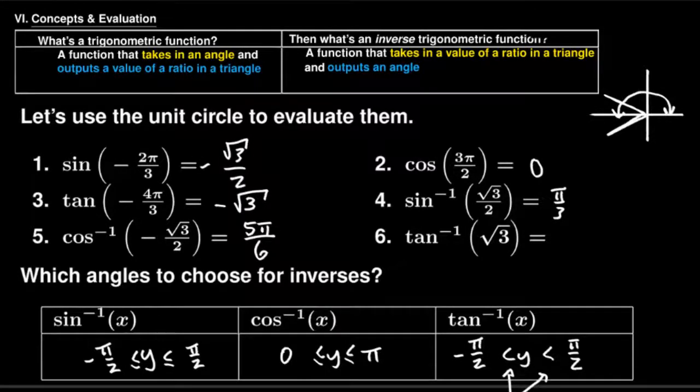Alright, where is tangent square root of 3? So that's going to be at one of the pi over 3's. And since tangent goes between negative pi over 2 and pi over 2, it's going to be at the positive one, which is there. So it'll be pi over 3. If it were negative, we just go negative pi over 3.